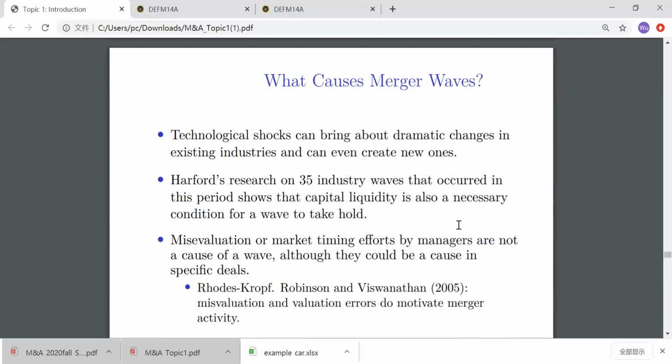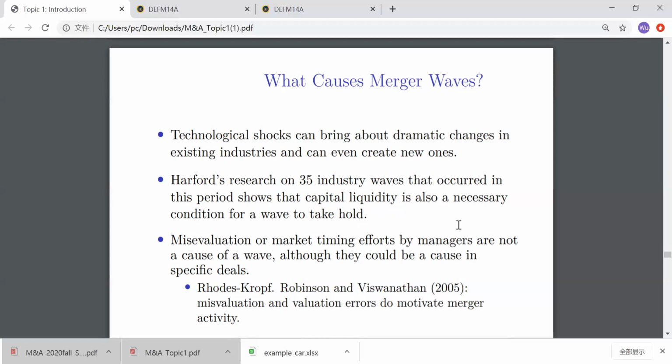Finally, technology shocks can bring about dramatic changes in existing industries and also create new ones, right? So this is the technological shock. And this paper by Harford 2005 looked at 35 industry waves, right? And he also found that capital liquidity is a necessary condition for the wave to take hold.